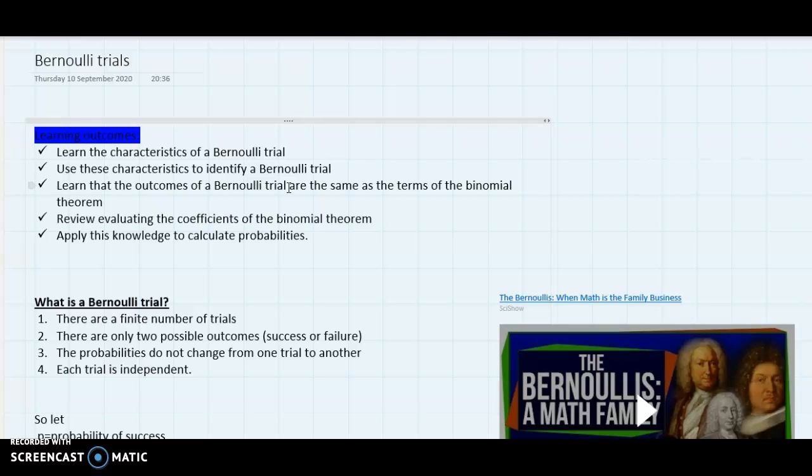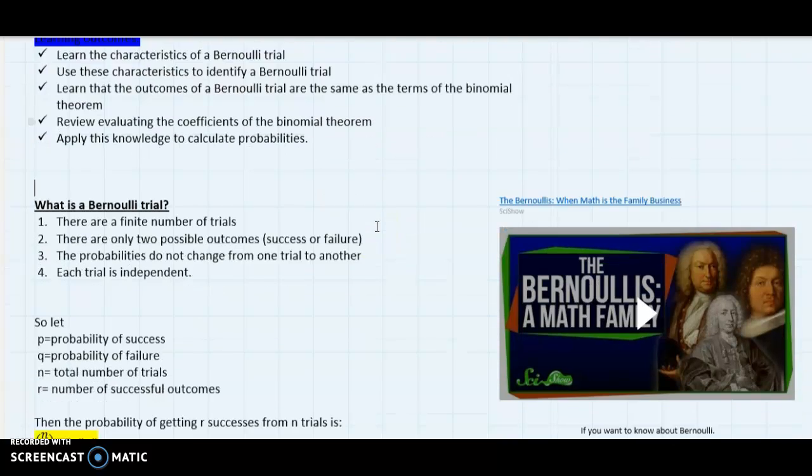You're going to review evaluating the coefficients of the binomial theorem, and you're going to apply this knowledge to calculate the probabilities. So what is a Bernoulli trial?